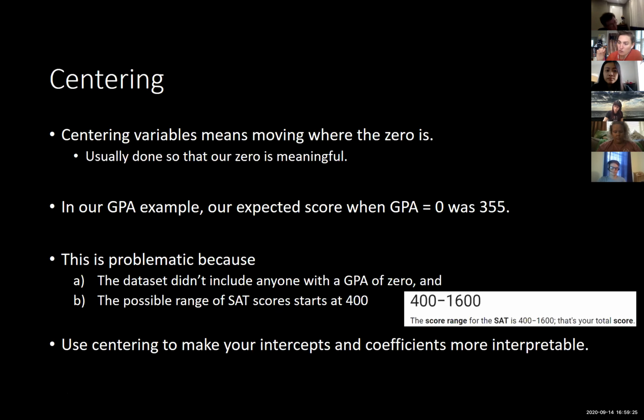So you would use centering in instances where you need to make your intercept more interpretable. Later on, you need it to make other coefficients more interpretable. But for now, you really just need it in order to make your intercept more interpretable. And I'll show you how that works.